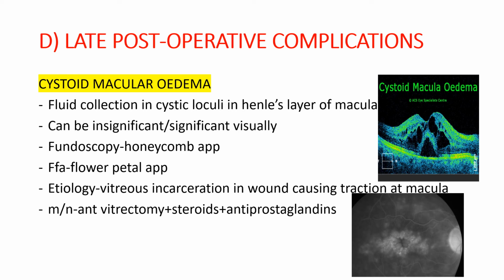So the management is we have to clear the anterior chamber of vitreous. So anterior vitrectomy is done to clear the vitreous in the anterior chamber. We need to put the patient on steroids and also give patient antiprostaglandins. Now antiprostaglandins are given because prostaglandins are also said to have some role in cystoid macular edema. So this is cystoid macular edema.